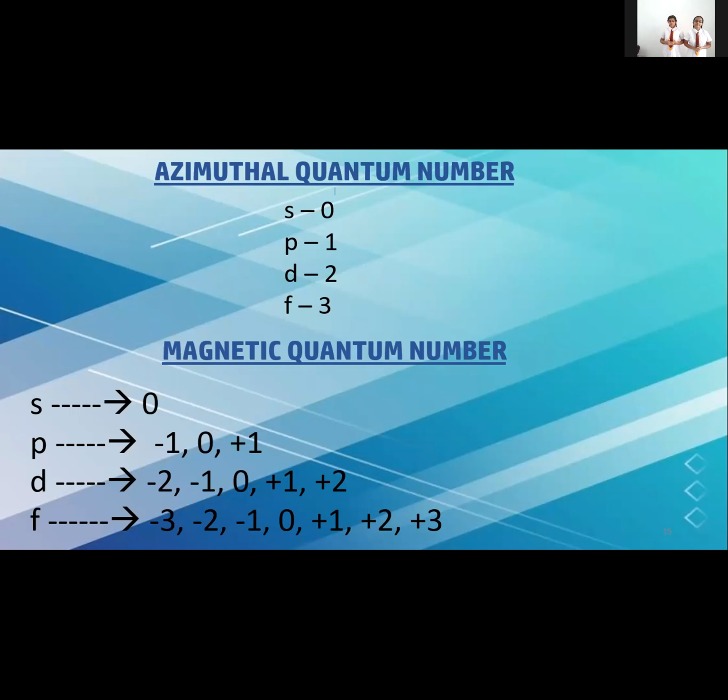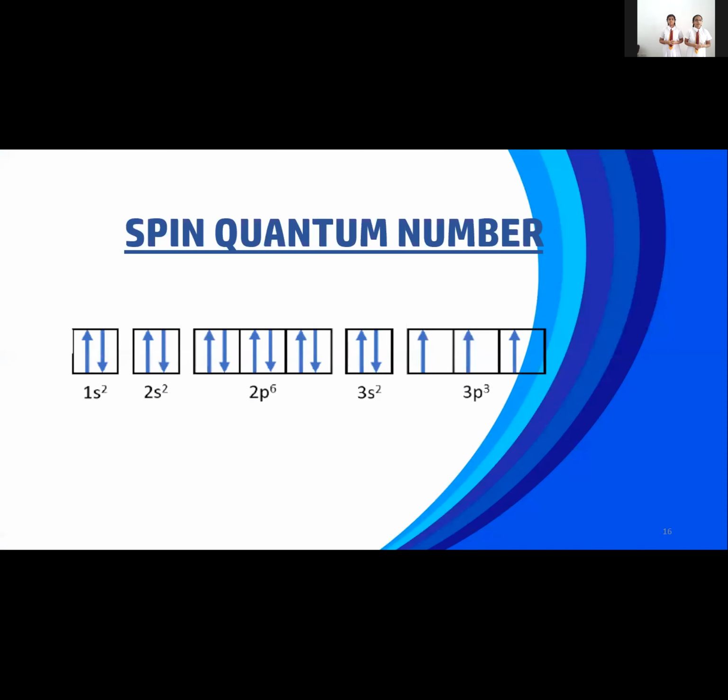The next quantum number is the magnetic quantum number. The magnetic quantum number gives the energy levels present in the specific subshell and the orientation of the subshell. And finally, we have the spin quantum number. This describes the spin and the orientation of the magnetic field produced by the spin of an electron. Here, plus half and minus half are depicted. Now, we have arrived at the end of my topic, quantum numbers.